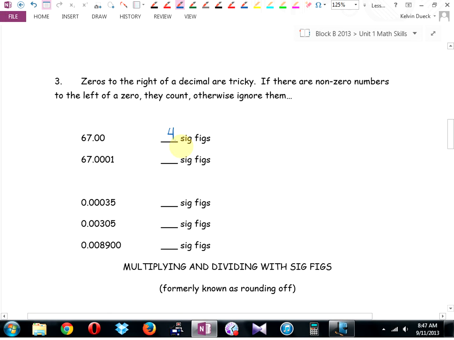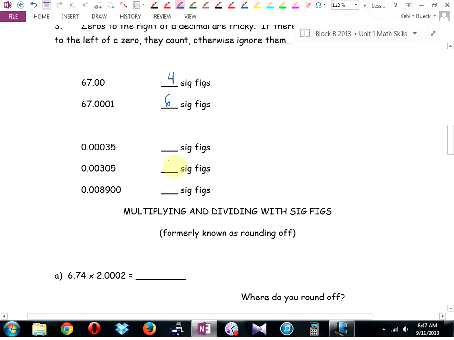Next one. How many sig figs? 6. Zeros in between two non-zero digits, we count those. How many sig figs for the next one? 2. How many sig figs for the next one? 3. How many sig figs for the next one? Careful, it's not 2. 4. We have to assume that they put those zeros on the end because they measured those numbers and they just happened to be a 0, which happens sometimes. Okay?